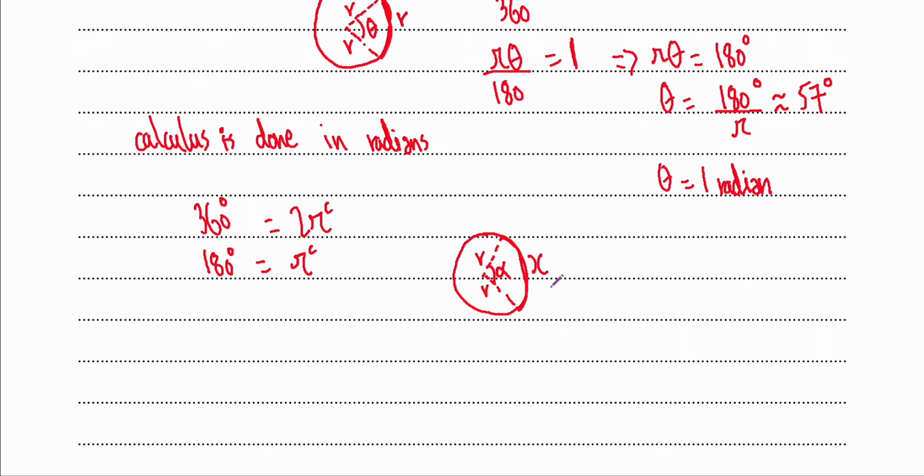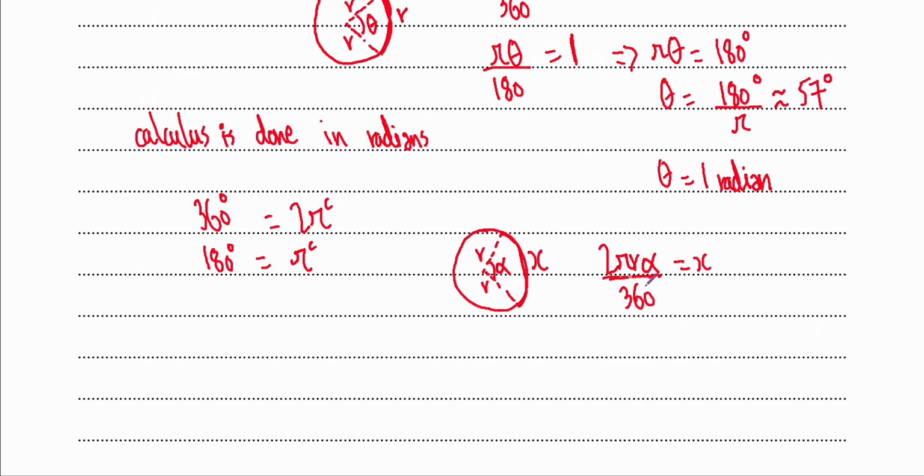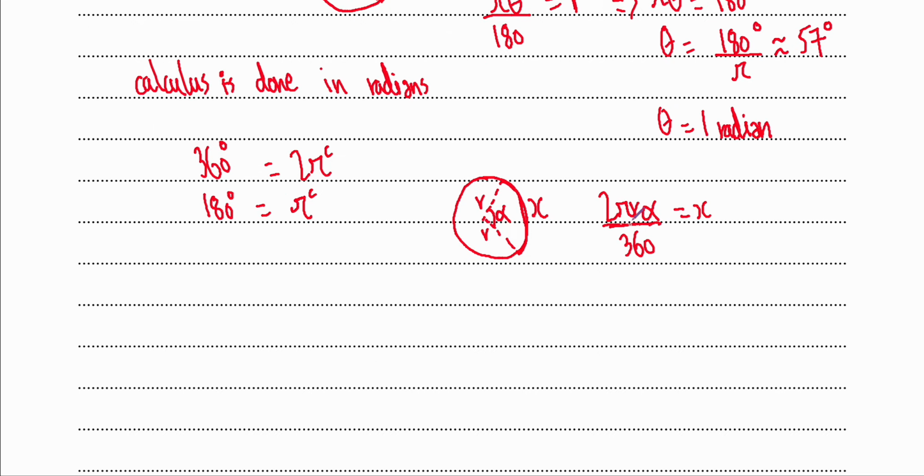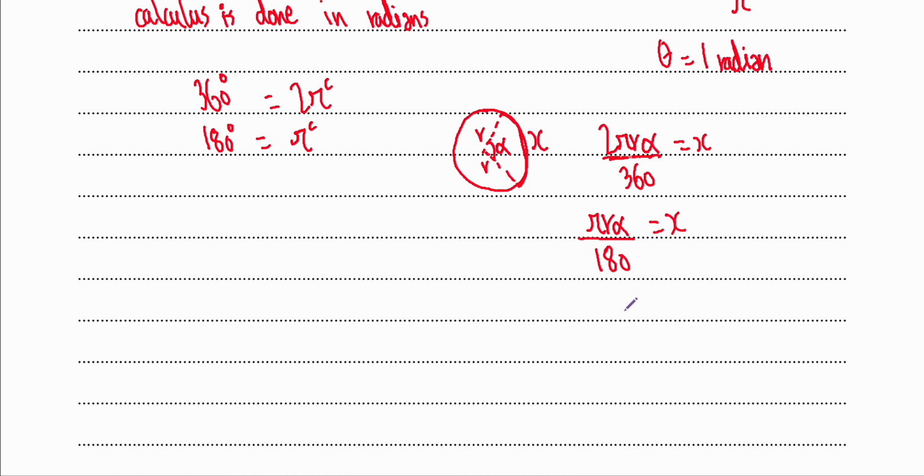Okay, so how would we do this? Let's just use our degrees for now. So we would have 2 pi r times alpha divided by 360, and that is equal to x. Okay, we know that already. Now what do we do? Well, 2 and 360 can cancel out, so we have pi r alpha divided by 180 is equal to x. Okay, so far so good.